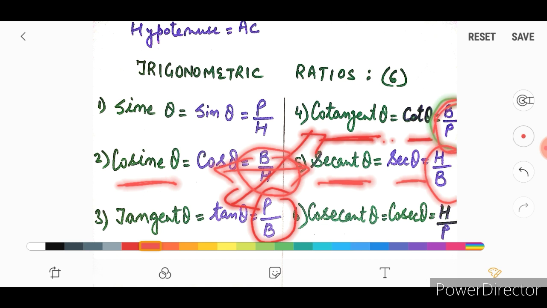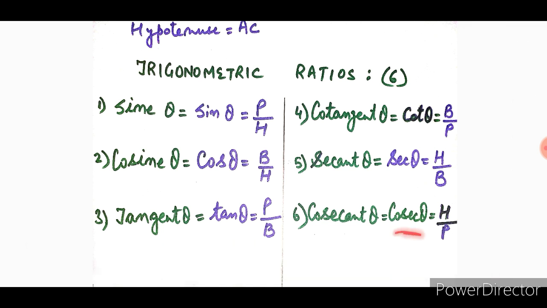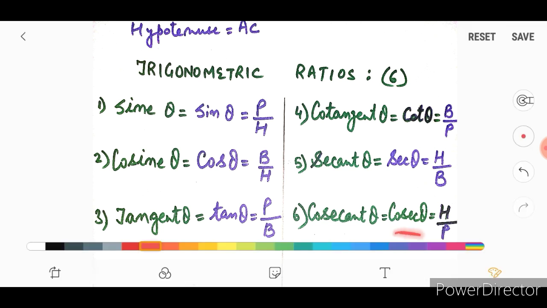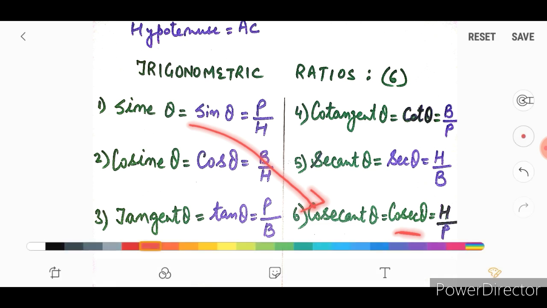Then comes the sixth one, cosecant theta. Cosecant theta, short form is cosec. We speak it cosecant only, okay? And it is the reciprocal of sine theta. Sine theta is P by H, but the formula of cosecant, its reciprocal, will become H upon P. Okay, see how easy to remember.